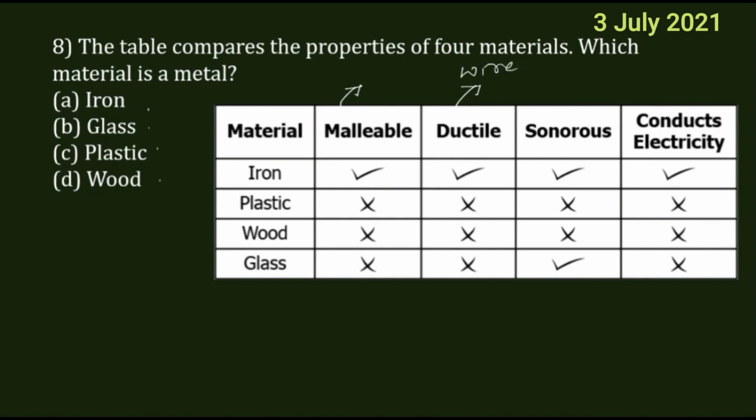And sonorous, it gives a ringing sound and it conducts electricity. So iron is a metal, right? It's very simple. Iron is a metal. These questions are such that they will make you recall the properties of metals, which will help us in case of examination.